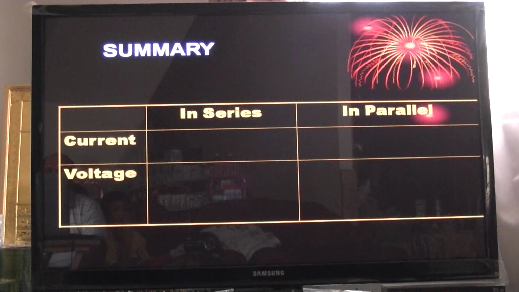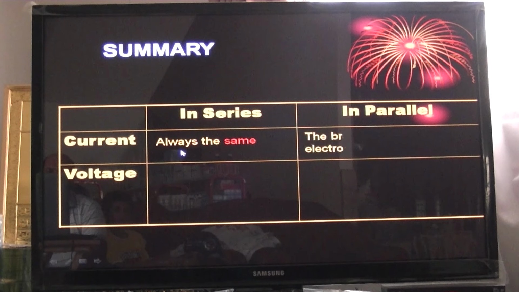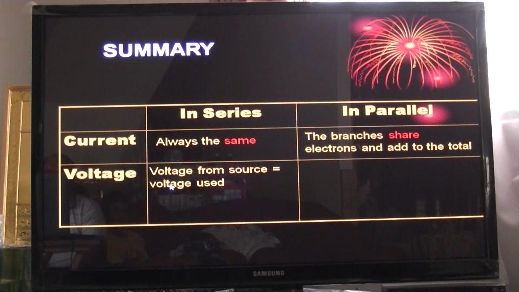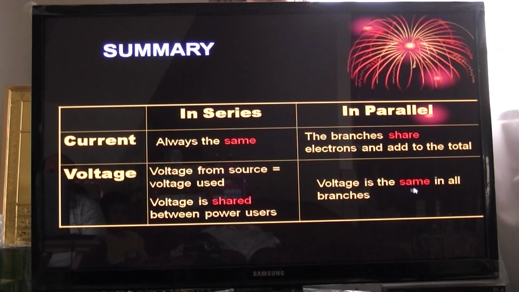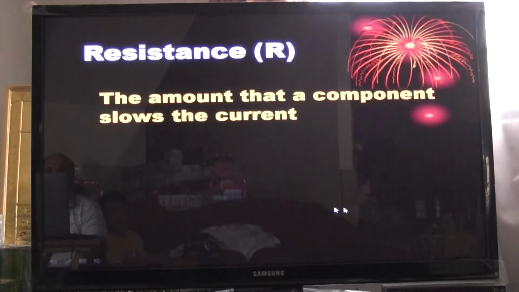Let's look at the example. We have in series and in parallel, right? So this is in series, and this is in parallel: the current, the voltage. Current is always the same in series. The branch shares electrons and adds to its total. In series, the voltage from the source equals the voltage used. Voltage is shared between power users. In parallel, voltage is the same in all the branches.